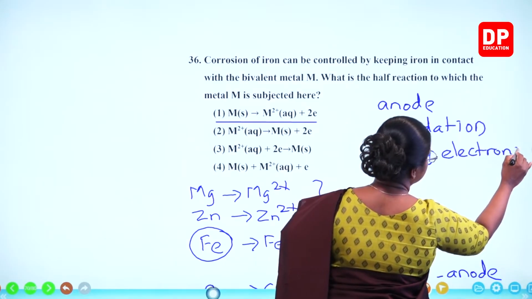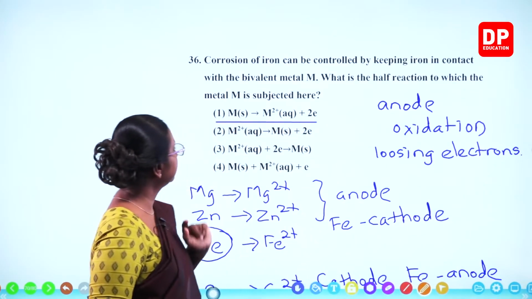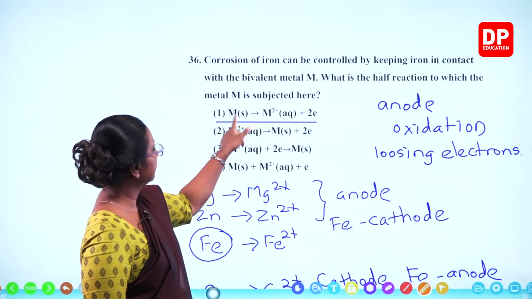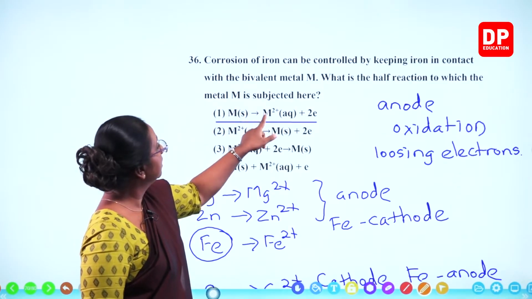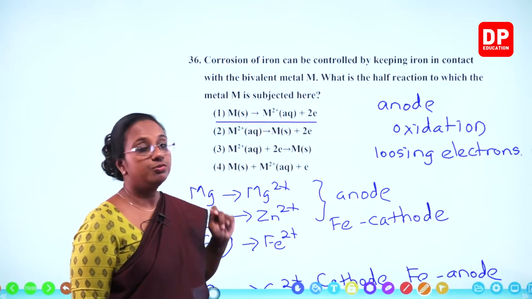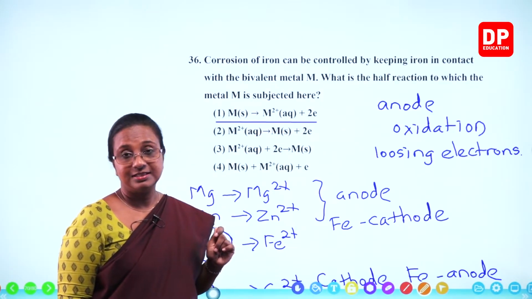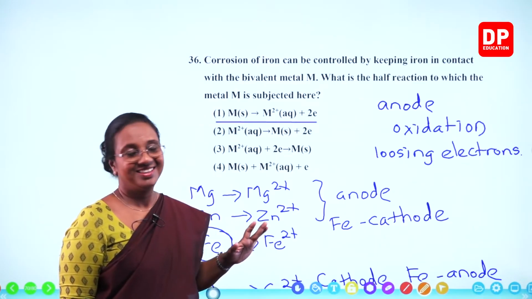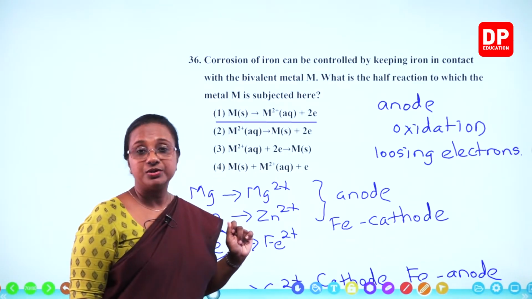Losing electrons. So the correct answer is this one. The metal M, that is the metal solid, becomes M2 plus aqueous, that is the solution, losing 2 electrons. Is that clear, students? So with that, I'll move on to the next one.